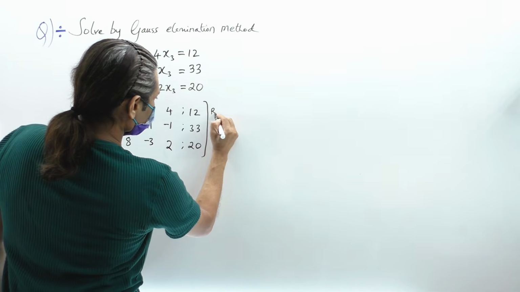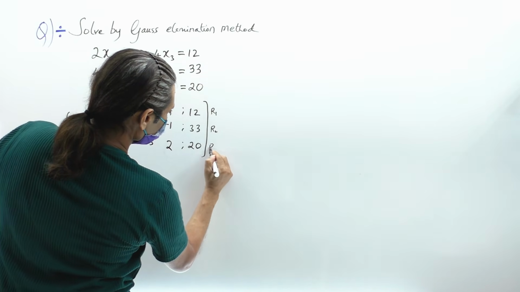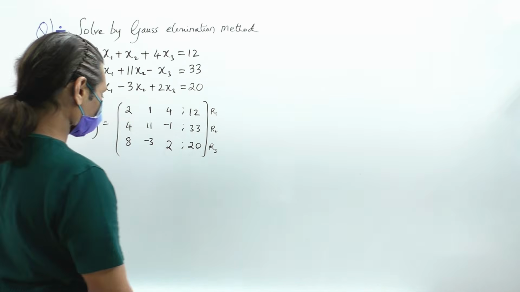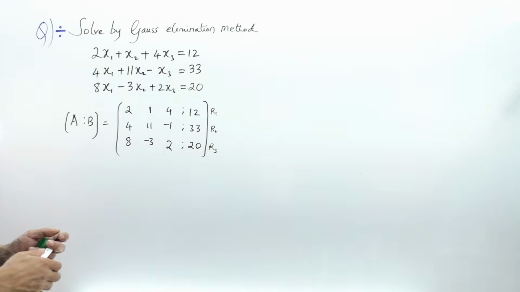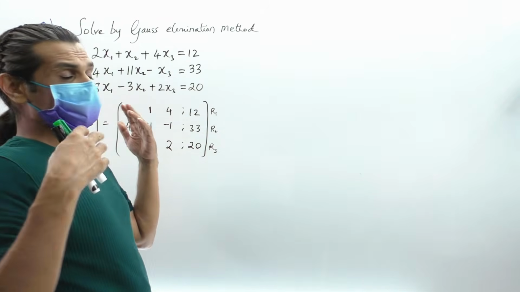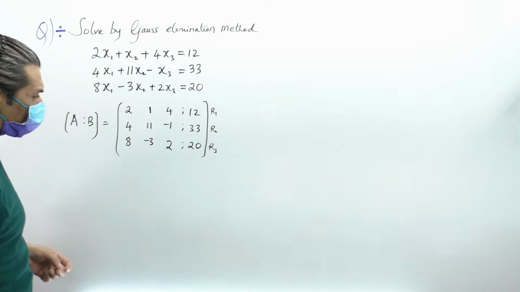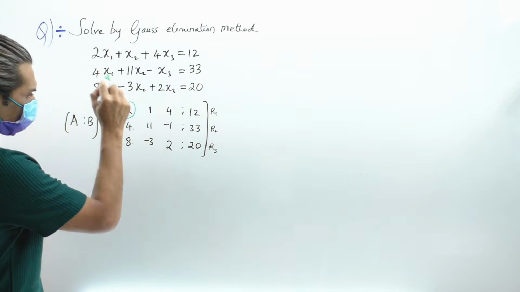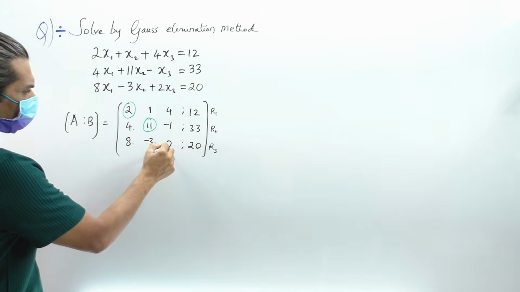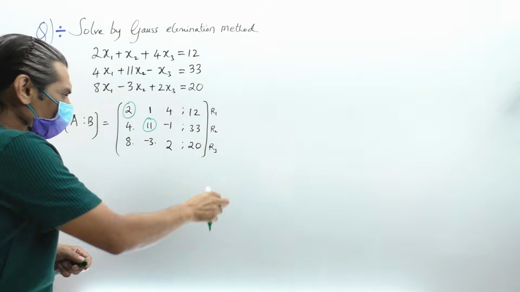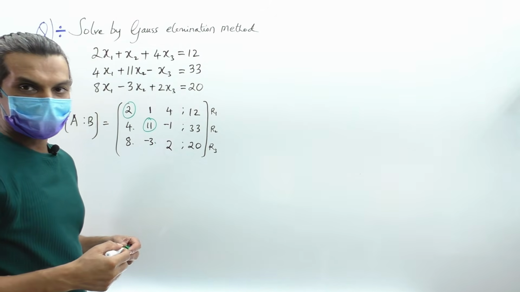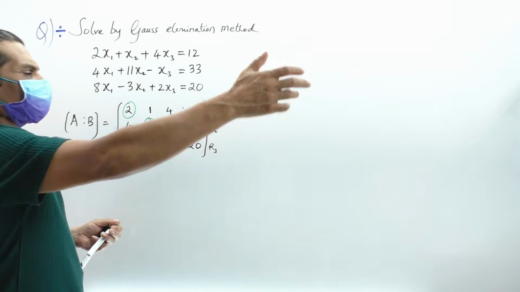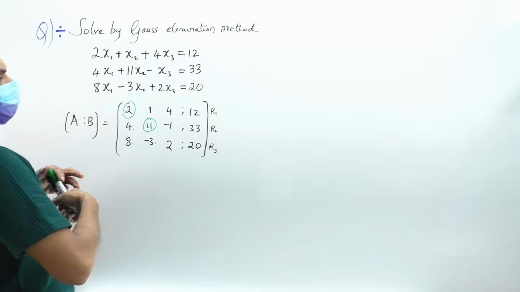So as we know, this is row 1, row 2 and row 3. What's the concept here? As we discussed, we use the method of row transformation to bring it down to echelon form. What is the echelon form? Making use of this 2, we make the 4 and 8 zero, and making use of 11, we make minus 3 zero. That means below the principal diagonal, all the elements should be 0. Then we will be able to easily obtain the solution for x1, x2, x3.